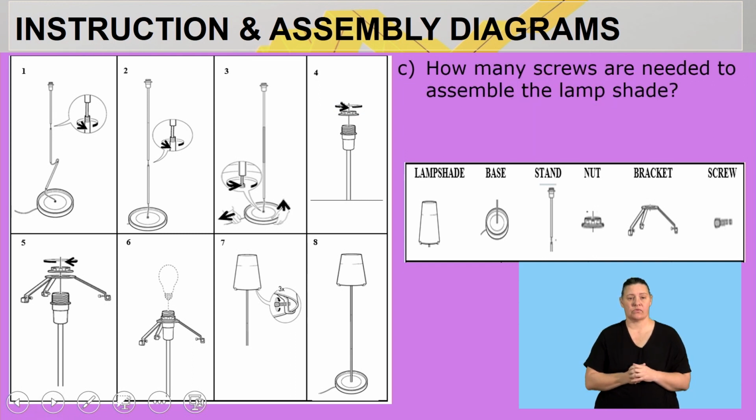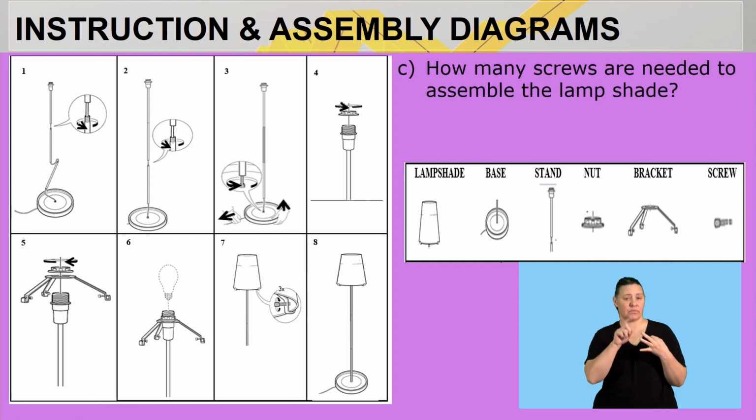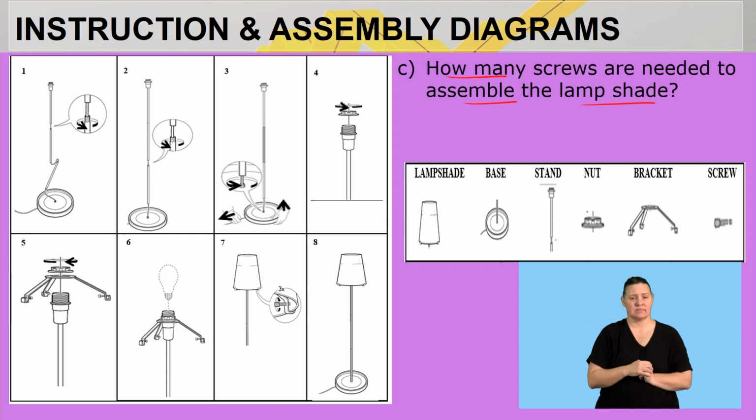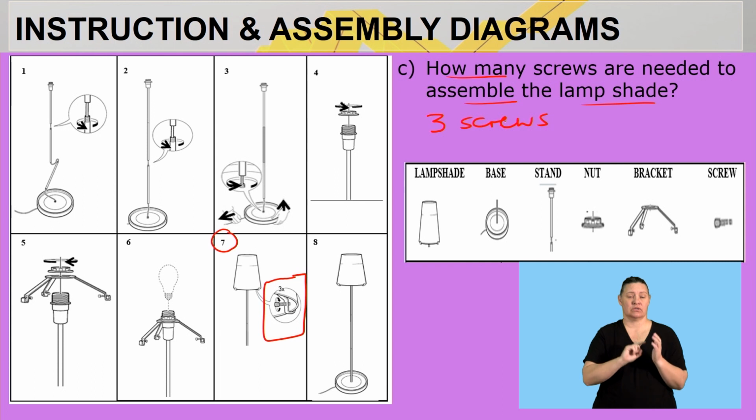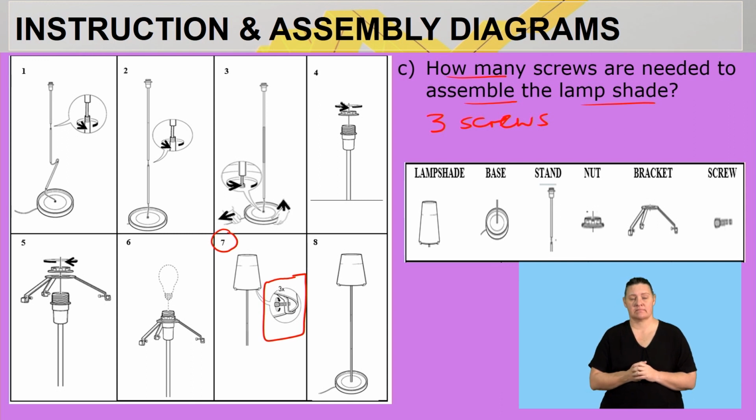Right, I'll be moving now to the third question. Question number C says, how many screws are needed to assemble the lamp shade? Looking at step number 7, we can see the screws indicated, and it clearly says times 3. Therefore we will need 3 screws to assemble this lamp shade. Guys, are we fine? The 3 screws is indicated there in our diagram.